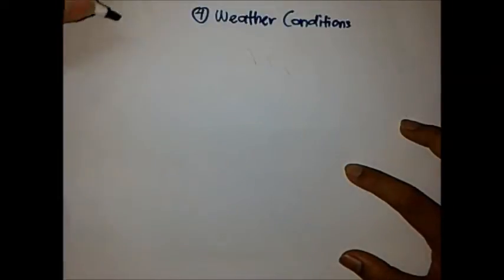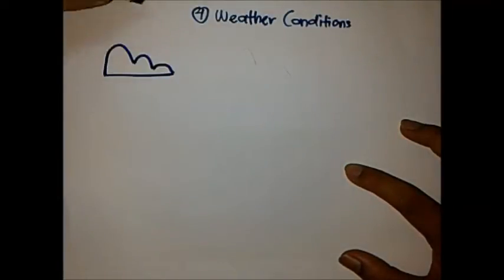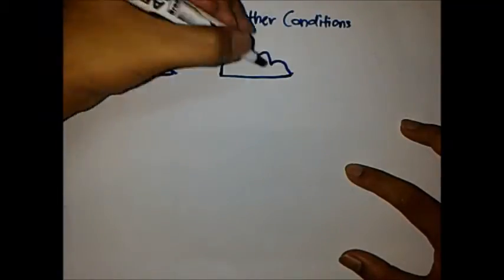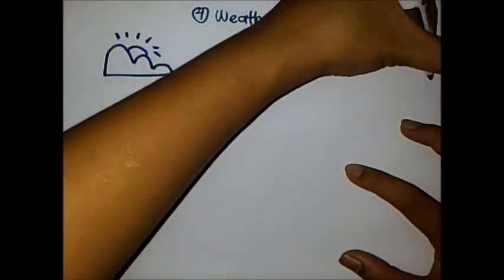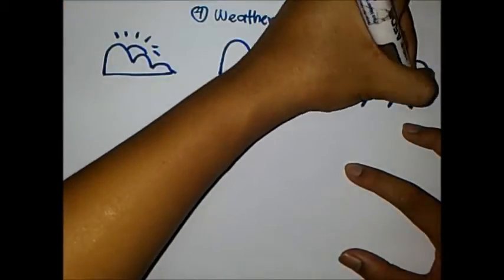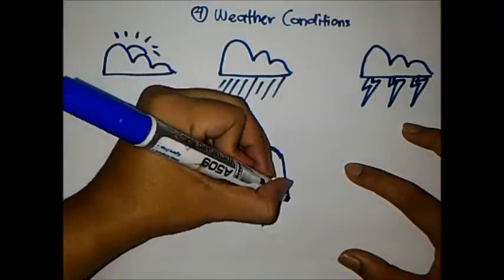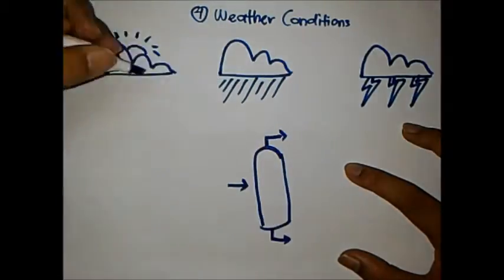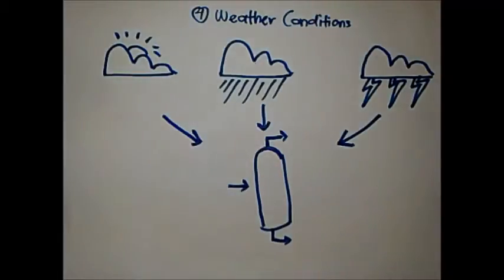And the last one is weather conditions. The changing weather conditions can affect the column operation. Thus, the reboiler must be suitably sized to guarantee that enough vapor can be generated during cold and windy weather. The same applies to condensers.